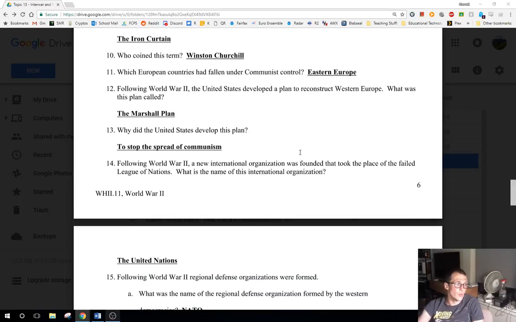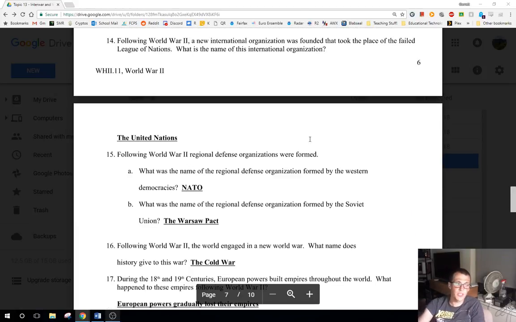So you are going to also get the creation of the United Nations as well, which is the follow-up to the League of Nations, right? And ultimately, you are going to have treaty organizations as well.